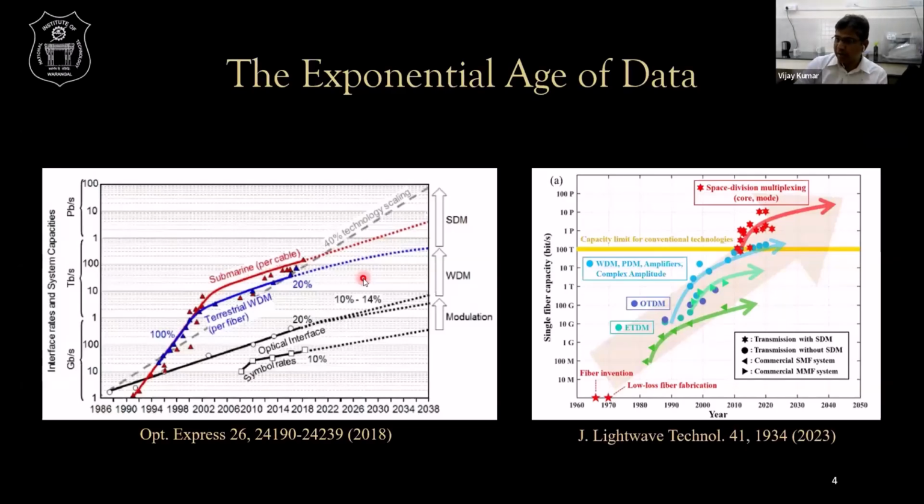Just to give you a little bit of background on why we have to do this work: the amount of data required keeps on skyrocketing. As you can see, in 2025 the current requirement is almost 1 petabyte per second, and conventional techniques cannot achieve that. So we have to go to something called space division multiplexing.